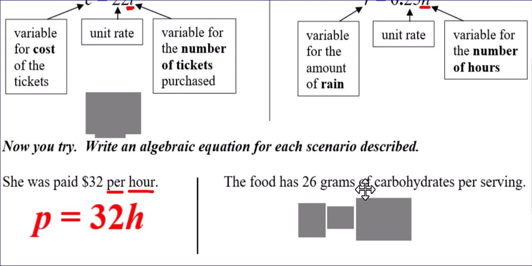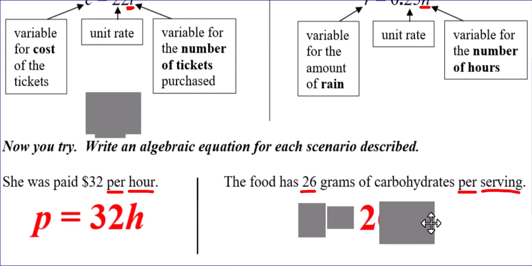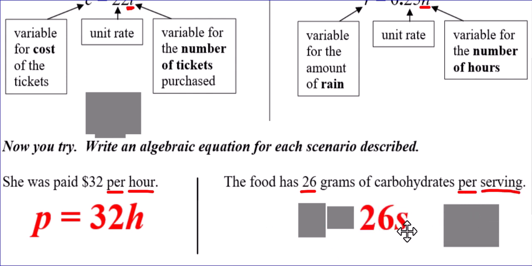The food has 26 grams of carbohydrates per serving. Always find the word per. So that way, even though the 26 is way over here, it is 26 grams of carbohydrates per serving. So you need to have the 26 times the variable for the number of servings, not times the number of grams of carbohydrates. If you have G or C here, get your pencil and eraser moving and fix it. It's per serving. So 26 is times the S for the number of servings.